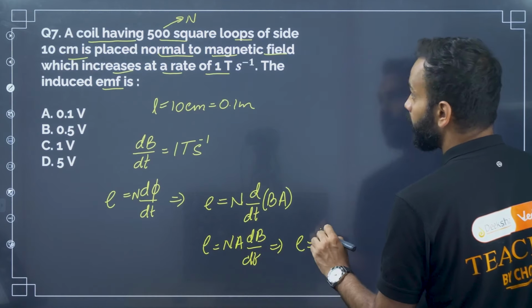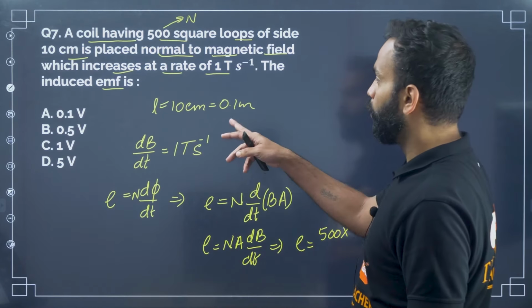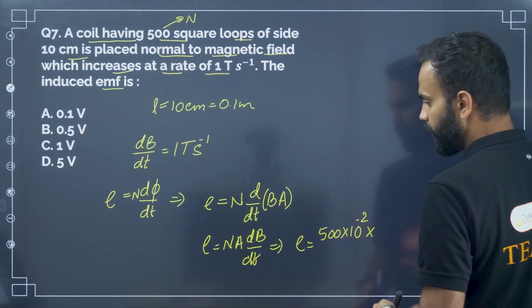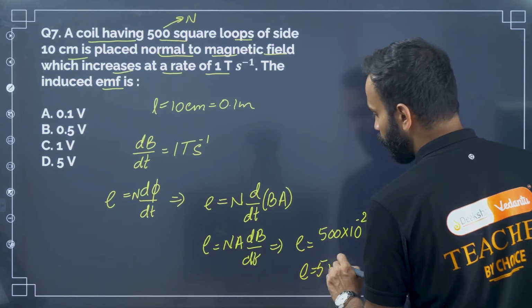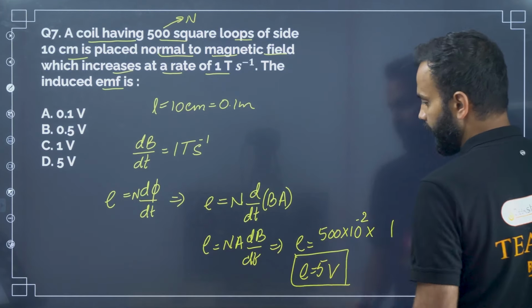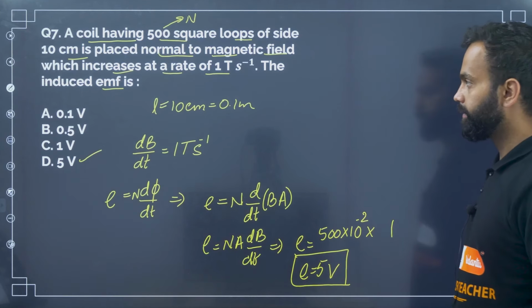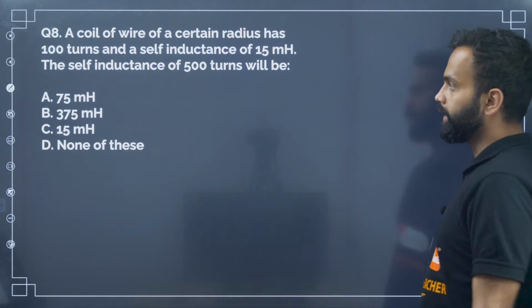Now E equal to N is 500 and A is 0.1 squared, that is 10 to the power minus 2, into dB by dt is 1. So E equal to 5 volt. The correct option is D. Understood? Yeah. Next question. Question number 8.